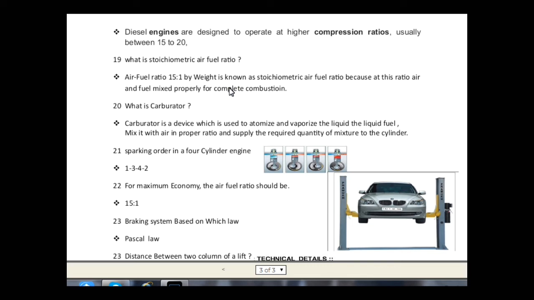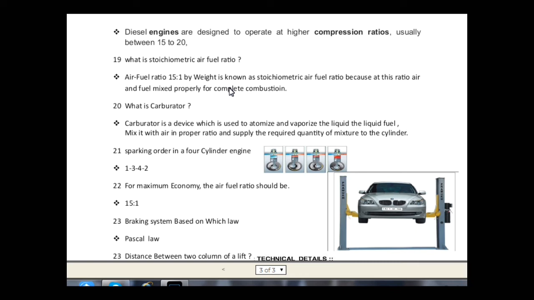What is a stoichiometric air-fuel ratio? An air-fuel ratio of 15:1 by weight is known as the stoichiometric air-fuel ratio, because at this ratio, when the quantity of air is 15 and the fuel is 1, the mixture burns easily and makes a complete combustion. When complete combustion occurs, the air-fuel mixture gives maximum efficiency.